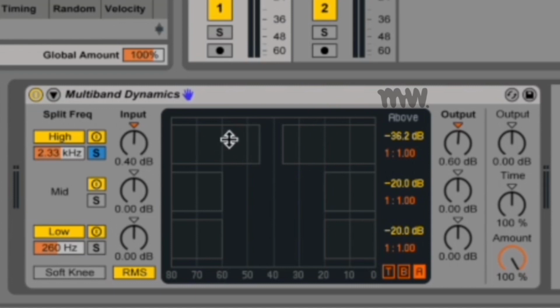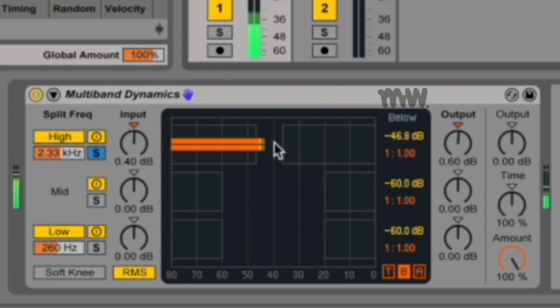See my below threshold that I've just changed here? I go click on this B over here, and I can see my below threshold change. Let's have the high frequency soloed again, and I'm going to play. This visual display over here, you see an orange line and a little yellow line. That little yellow line at the end is your input level of the signal without any compression happening. It's just the signal as it was, the original signal, whereas the orange line shows your signal level after your compression or expansion.